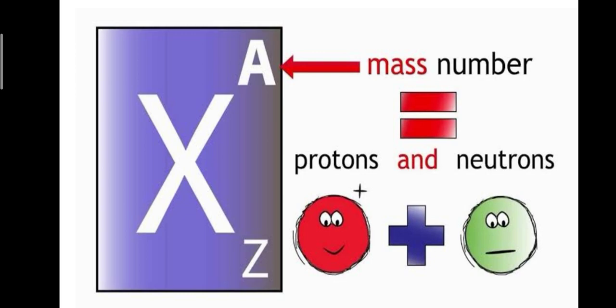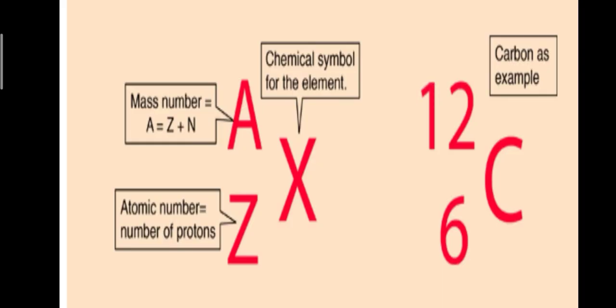X is any element, and to write the atomic mass number or atomic number there are two letters. So atomic number is represented by Z and atomic mass number is represented by capital A. So the number of protons and number of neutrons together is the atomic mass number. So let's have some examples. Here X is any element, or the chemical symbol of the element we are writing.